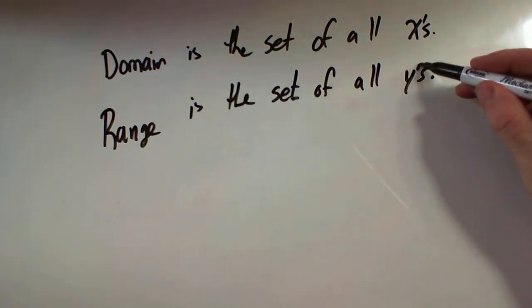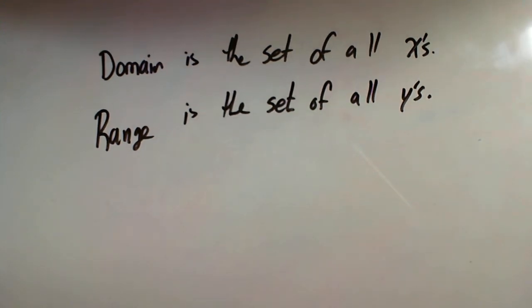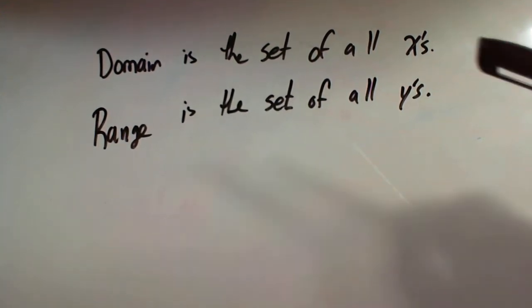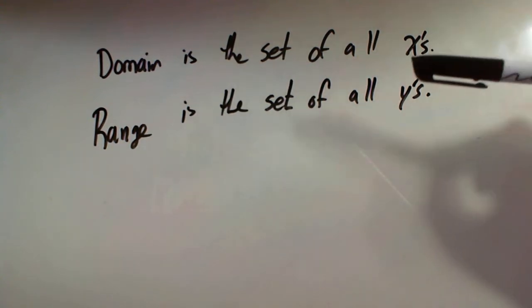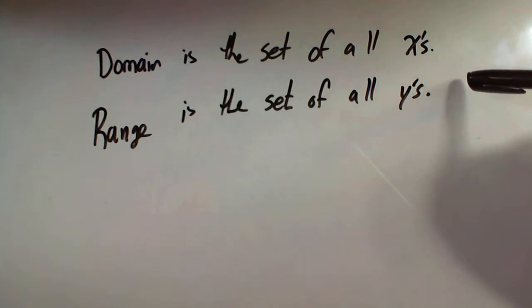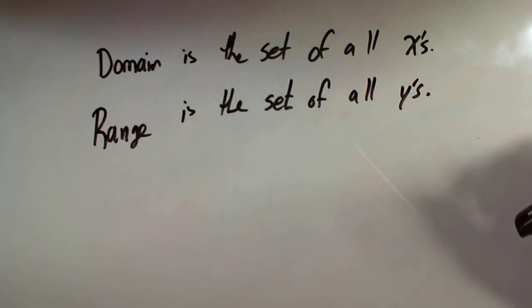So everything that you can put into the function is called the domain, and everything that you get out of the function is the range. We are going to talk a whole lot about domain right now, and we're going to talk about range a little bit, but we'll talk about range in terms of looking at a graph, and then later on in the course when we do inverse functions, we will look at the range again. So let's talk about domain, right?